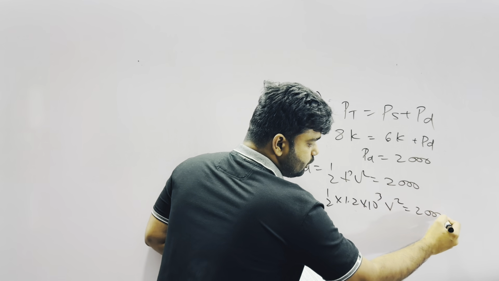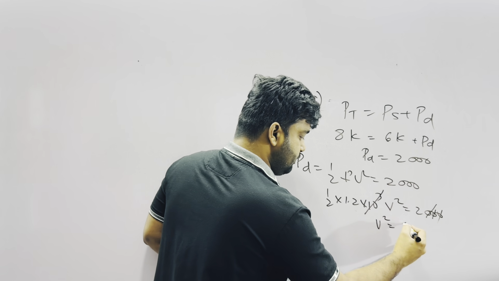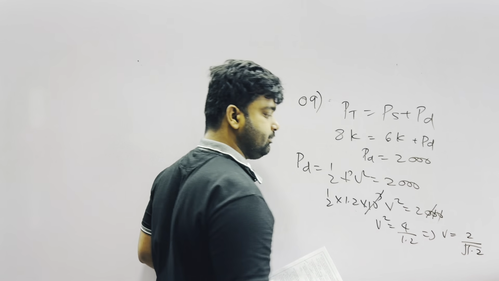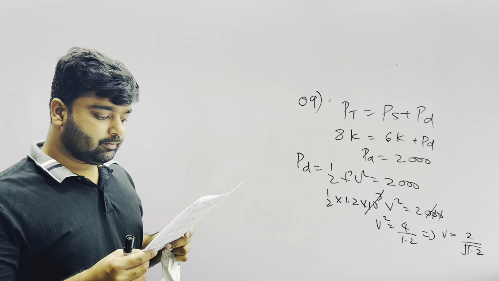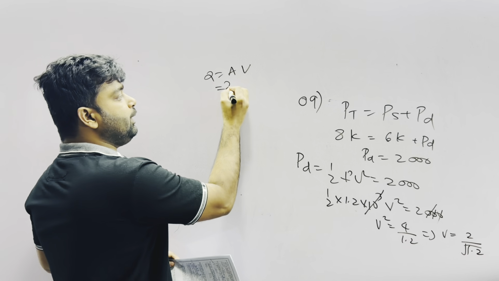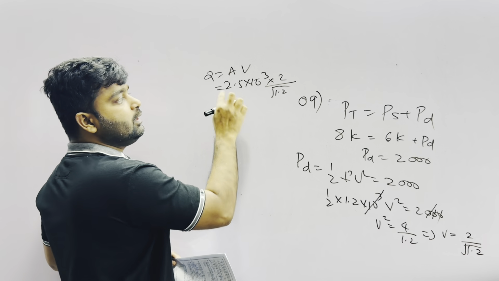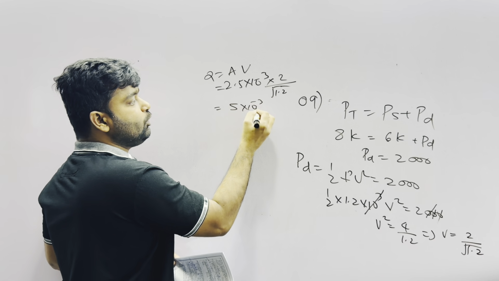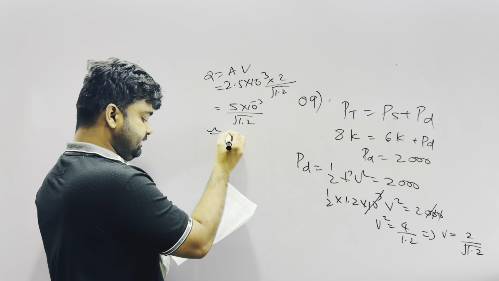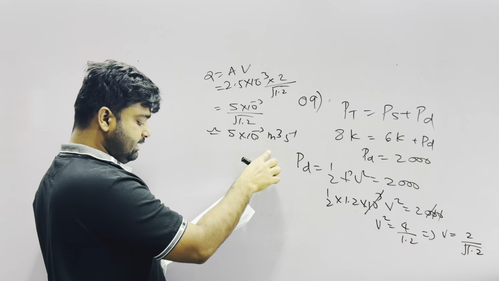Velocity square is equal to 2,000. The 10 to the power 3 terms will be cancelled. If you cross multiply, v square is equal to 4 over 1.2. From there, v is equal to 2 over root of 1.2. The question is flow rate. Flow rate is given by Q is equal to AV. Cross-sectional area is given as 2.5 into 10 to the power of minus 3. The velocity is 2 over root of 1.2. So multiply: 5 into 10 to the power of minus 3 over root of 1.2. Root of 1.2 is roughly equal to 1. Therefore, the most suitable answer is 5 into 10 to the power of minus 3 meter cube per second. Answer is the second one.